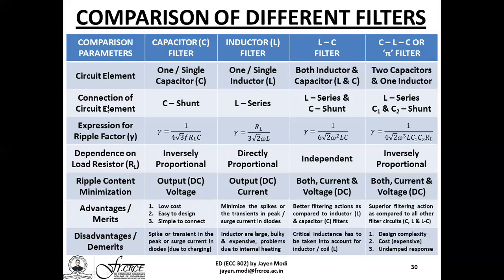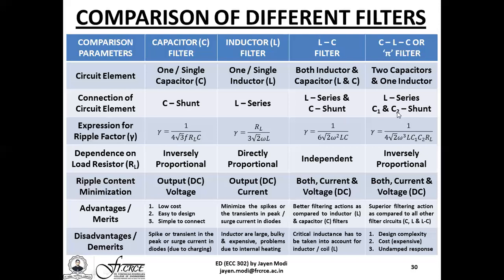The connection of the circuit element for the C filter is in shunt with the load. For the L filter, it is in series with the load. For the LC filter, L is in series, whereas C is in shunt. And for the CLC or the pi type filter, you have the inductor in series, but you have both the capacitors C1 and C2 in shunt. Technically speaking, C1 is connected in parallel directly across the rectifier output terminals, whereas C2 is connected directly across the load resistance RL.